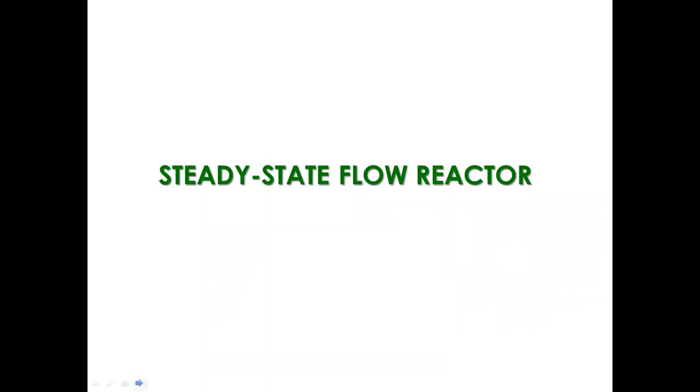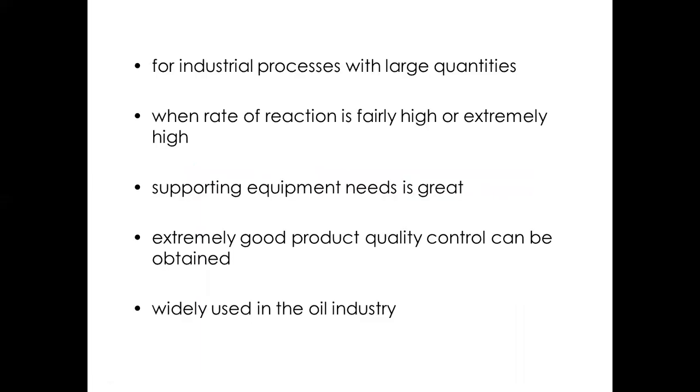Now we go to the steady state flow reactors. Actually, there's two of them. So the CSTR and the plug flow reactors are steady state flow reactors. So they are mainly used for industrial processes with large quantities. And when there is a fairly high or extremely high rate of reaction, these particular reactors are suggested. So when the rate of reaction is fairly high to extremely high. Now, of course, supporting equipment is opposite to that of the batch.